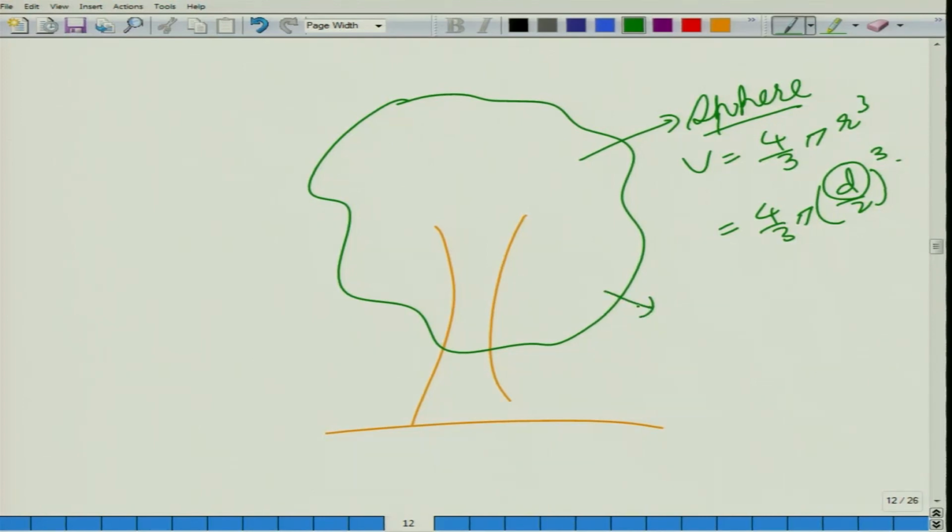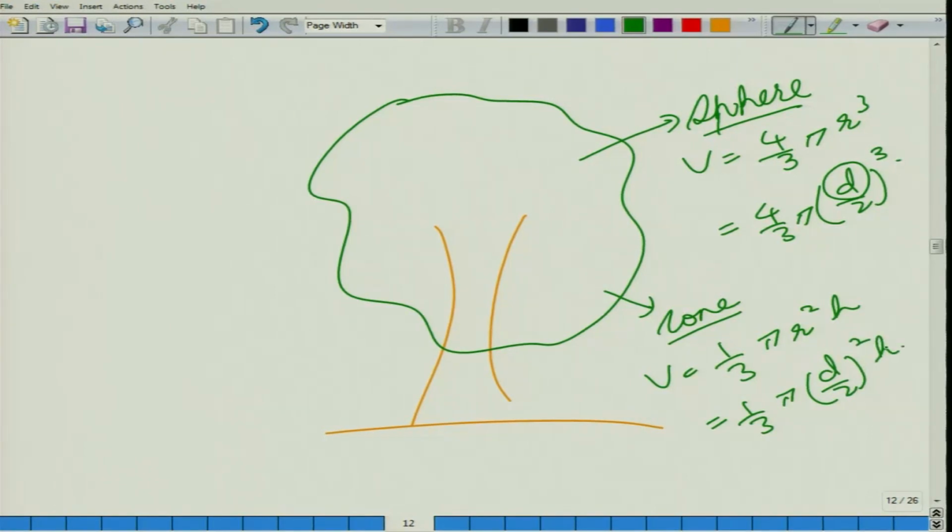Suppose you consider it to be a cone. So the volume of a cone will be given by 1/3 pi r squared h or 1/3 pi (d/2) squared h. So in this case you will require two parameters to be measured, the diameter and the height, and you will be able to get the volume. Now from the volume you can then calculate the biomass.